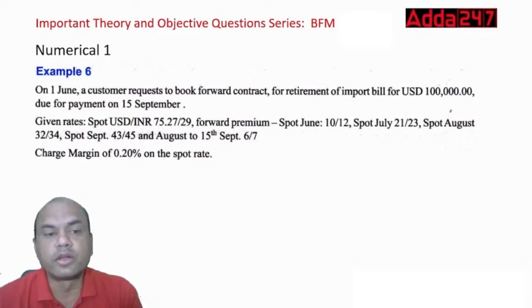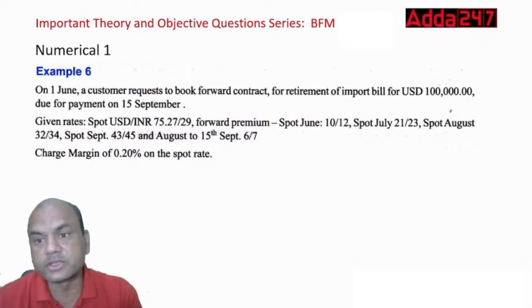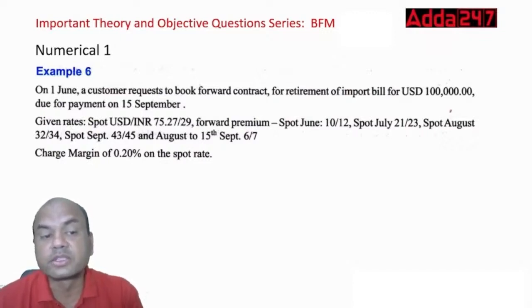On 1 June, a customer requests to book a forward contract for retirement of import bill for USD 1 lakh due for payment on 15th September. Given the spot USD INR rate as 75.2729, forward premium: for June is 10 to 12, for July is 21 to 23, for August is 30 to 34, for September is 43 to 45, and August to 15 September it is 6 to 7. Charge the margin of 0.2% on the spot rate.